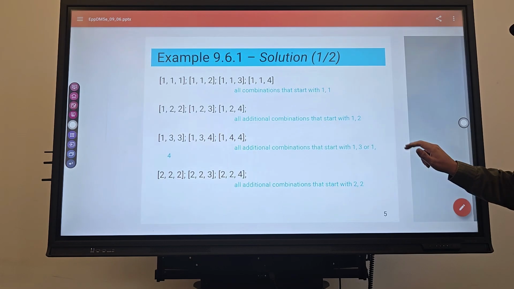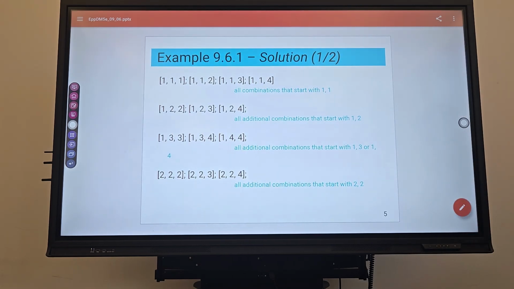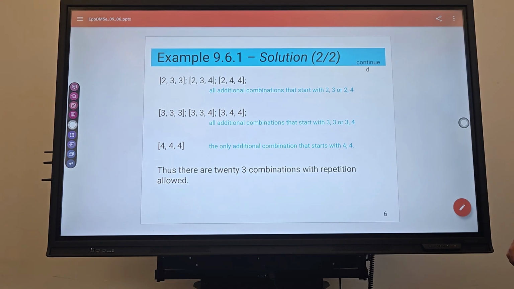So, to do that, you'd list all combinations that start with 1, 1. All combinations that start with 1, 2. All the combinations that start with 1, 3, or 1, 4. And all combinations that start with 2, 2. And so on and so forth. So there are 20 combinations with repetition allowed.